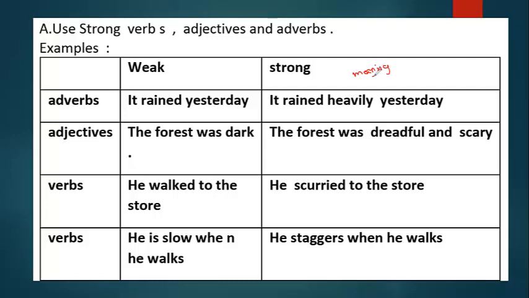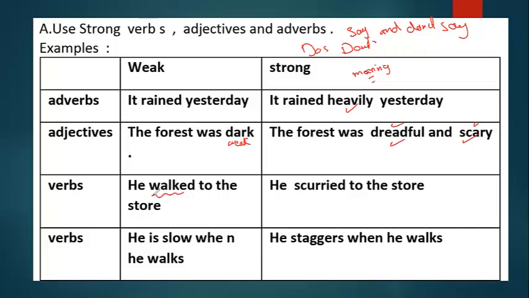It implies a meaning. The word heavily shows how heavy the rain was. The word dark is weak, but if you said dreadful, it includes a lot of scariness, and also scary. So don't say dark, it's better to say dreadful and scary. So let's name this slide Say and Don't Say, or Write and Don't Write, do's and don'ts. Don't say dark, but say dreadful and scary.